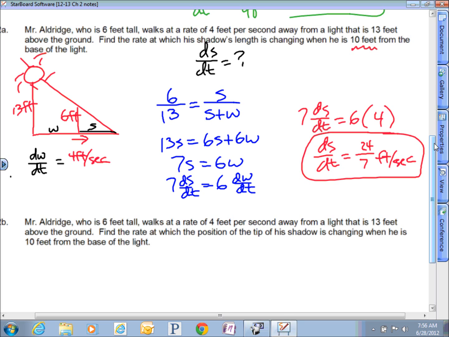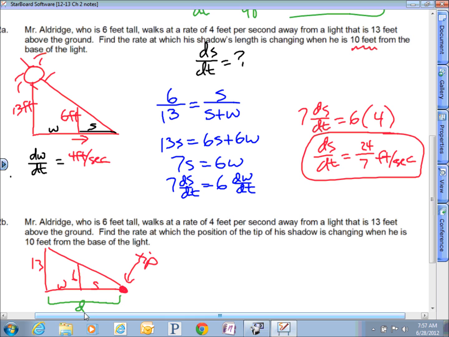The tip of his shadow, let's use this exact same picture. We've got a 6 and a 13, and we have a W and an S. The position of the tip of his shadow is right there. If I want to find the position of the tip of his shadow, I'd be looking for the rate of change. Let's call this D. I'm just making up that letter. I'd use T, but T is a bad idea since we're using T for time.